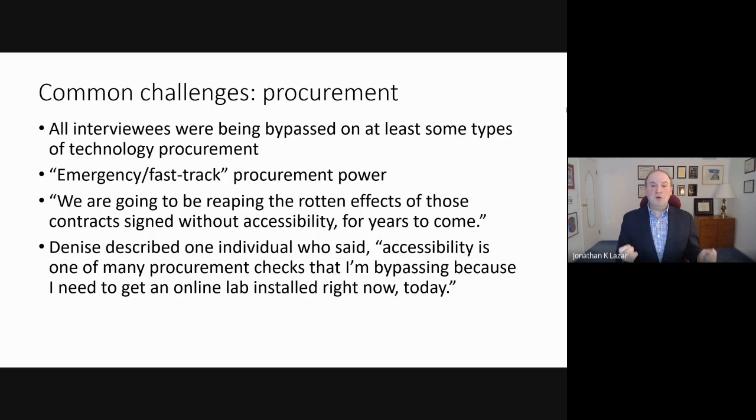So procurement was clearly a challenge, as all the people interviewed described being bypassed on technology procurement. And they all described some sense of, the wording was different, but emergency procurement power or fast track procurement power, or something that basically allowed technology procurements to bypass all of your normal controls. And so one of the interviewees actually said, we're going to be reaping the rotten effects of those contracts signed without accessibility for years to come.